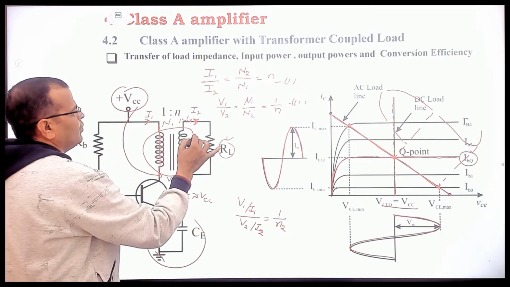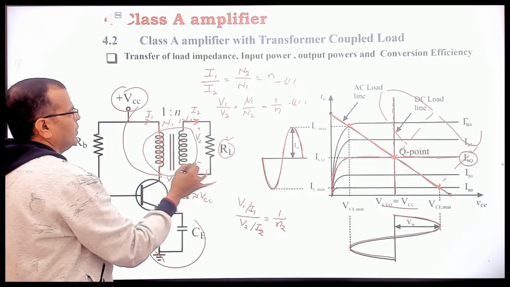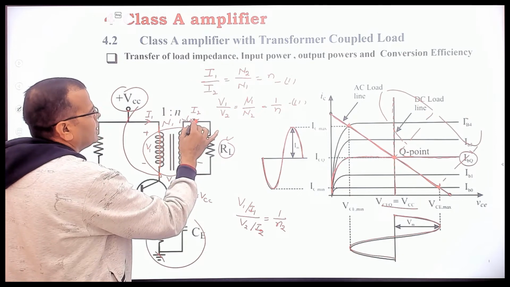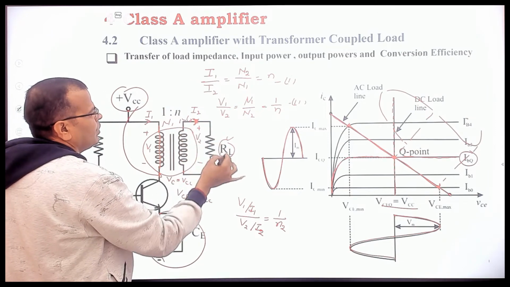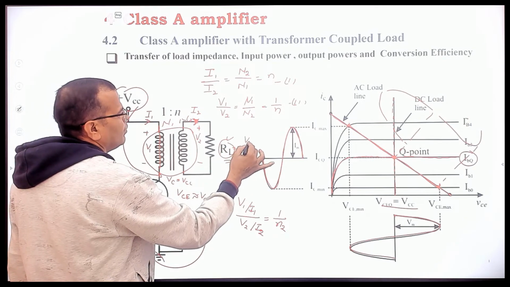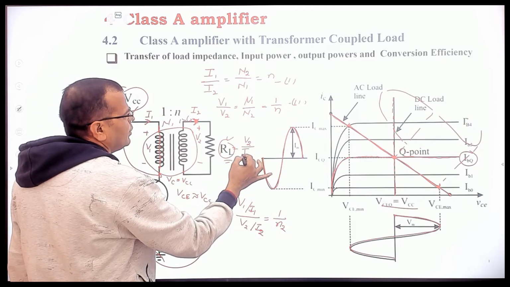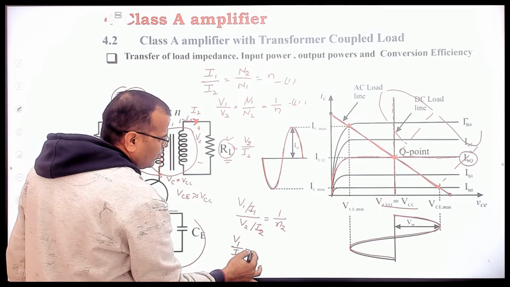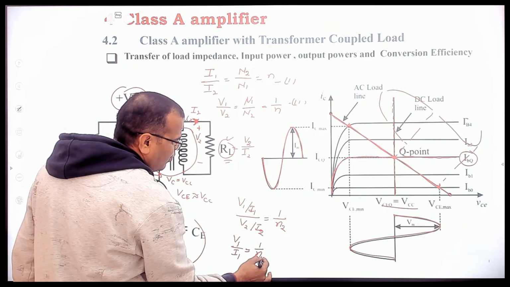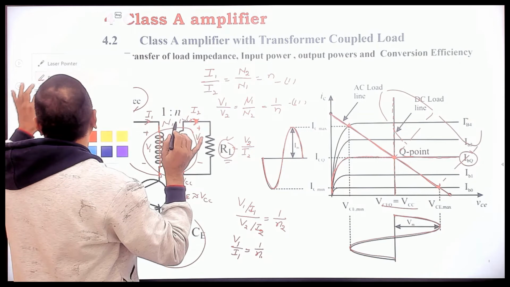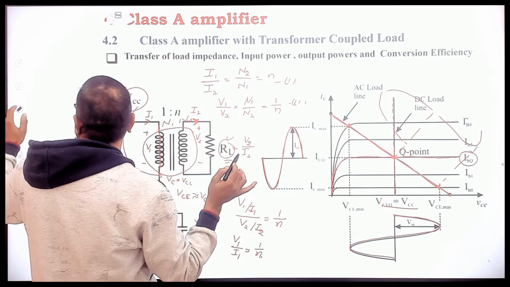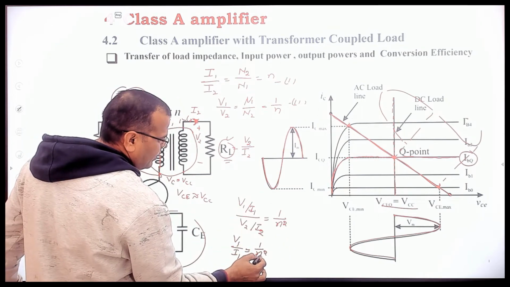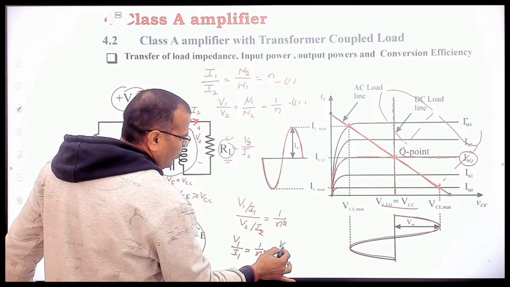Now V2 upon I2: this is secondary voltage V2, this is primary voltage V1, and this is current I2. So V2 upon I2 is equal to the load resistance RL. So this can be written as V1 upon I1 is equal to 1 by n square, not n2, it's n square, into V2 upon I2.